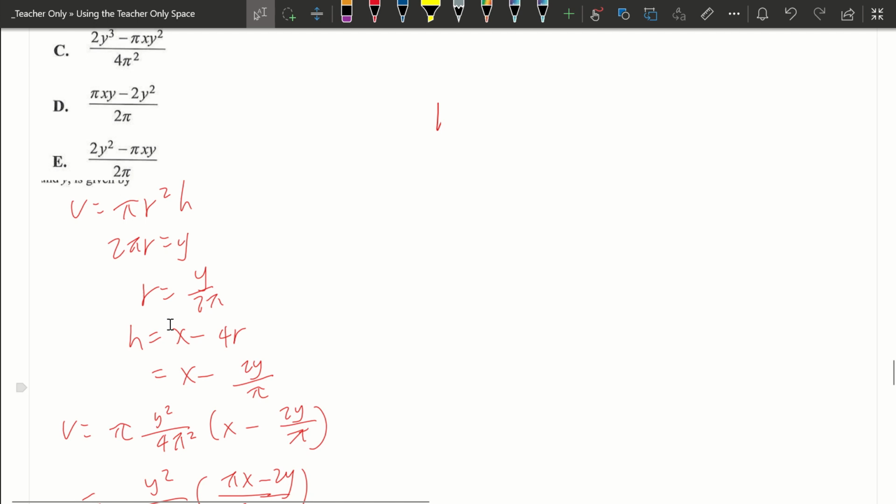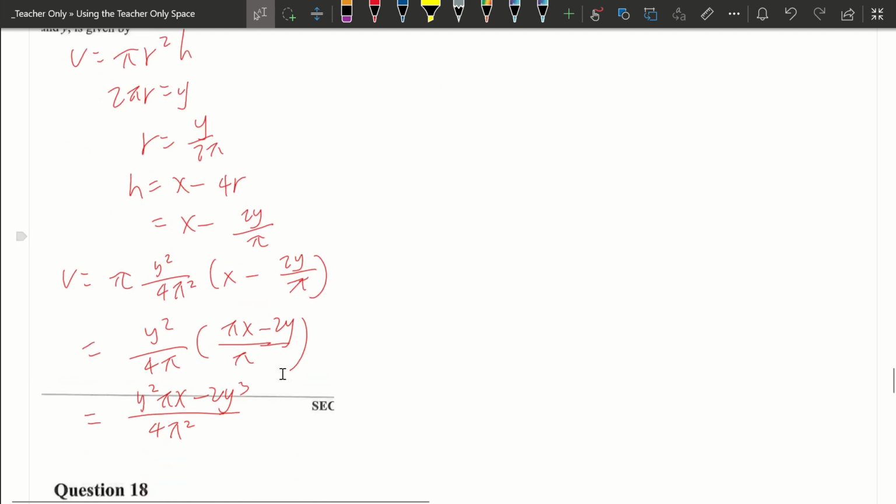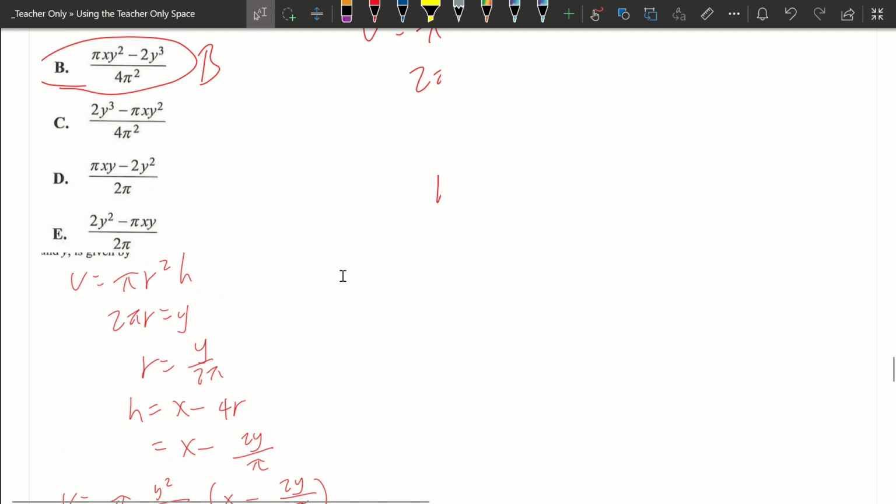Which means I can write this down. H is equal to x minus 4r. But now that I have r is y over 2 pi, I'm going to substitute that, and I get 2y over pi. And then now I have r and h, so I can sub them back into the volume formula. So pi is pi, r squared is y over 2 pi, all squared, and then h is this thing here, all in brackets. And I can simplify, and eventually I will get B.